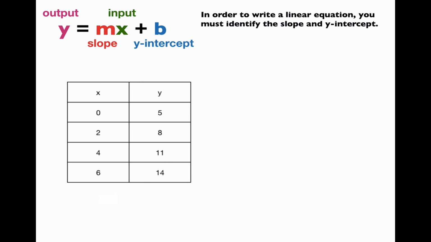But what happens when you have a set of data? All you're looking at are the inputs and the outputs. How can you determine the slope and the y-intercept so you can write your equation? Well, one way to find the slope is to calculate it using the formula. When you are in a table, you could just find the difference between adjacent points.